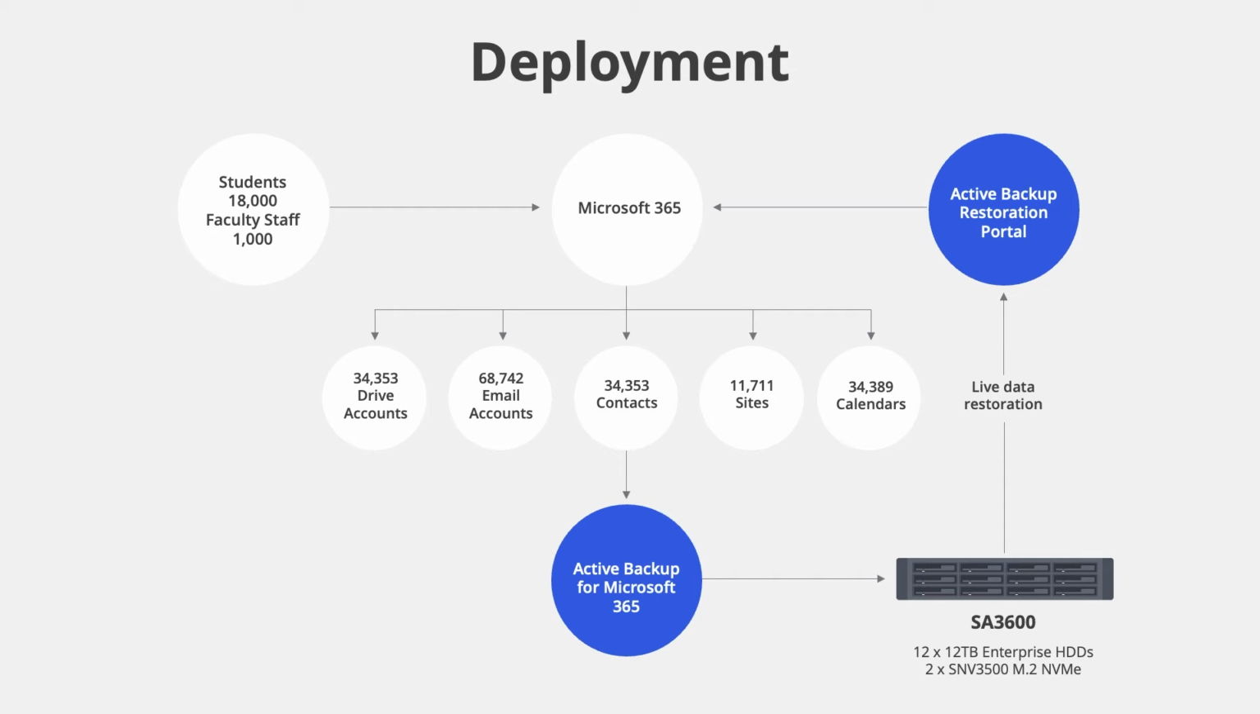As we can see from the deployment topology, with close to 20,000 user accounts, they have over 34,000 drives, contacts, and calendars, and in excess of 68,000 mailboxes and over 11,000 SharePoints. My God, this is a giant. But all these are now backed up to a single Synology rack unit, the SA3600.